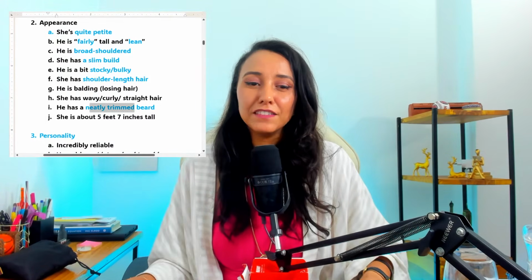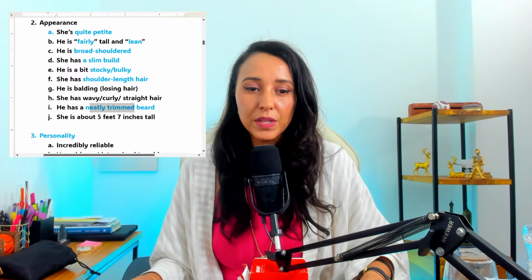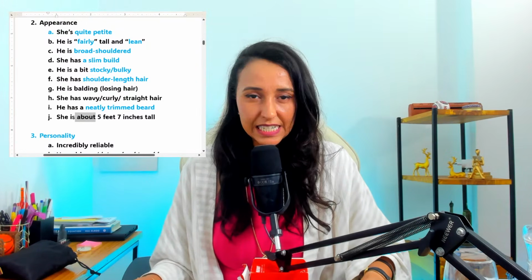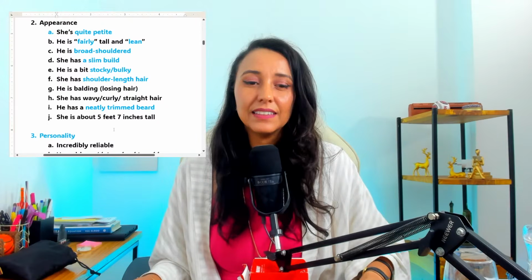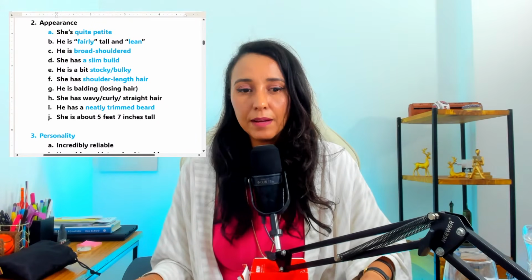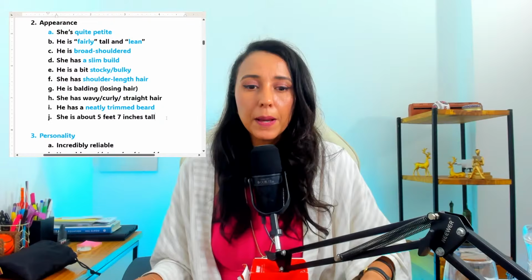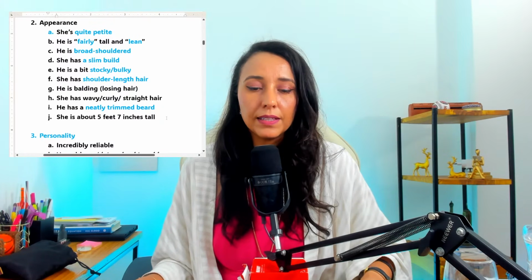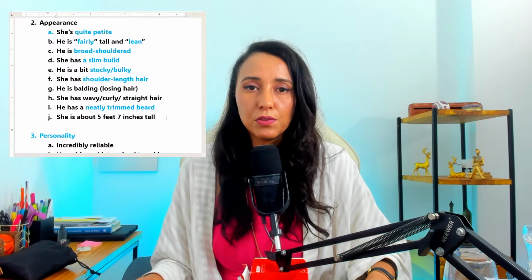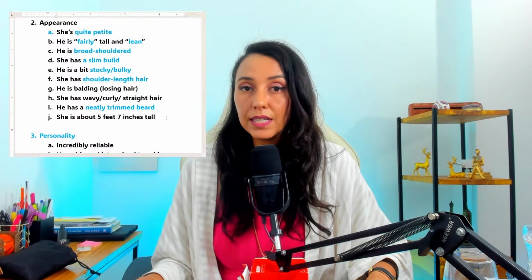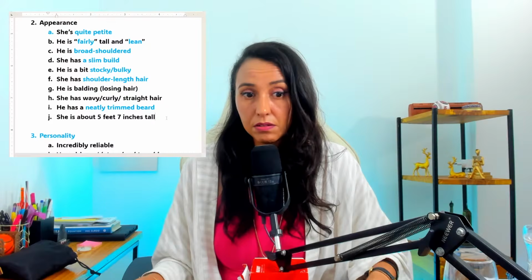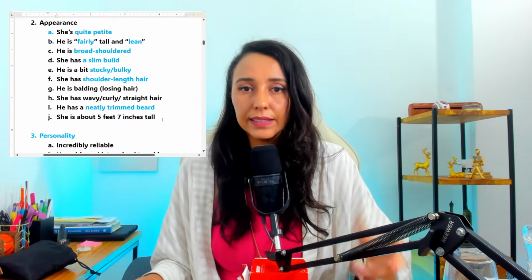She is about 5 feet 7 inches tall. If you don't know the exact height, use about. And here I'm using the American style, but if you go to Europe, to London, to European countries where English is the official language, they're not going to use feet and inches. They're going to use centimeters, okay, which is fine. Just calculate.